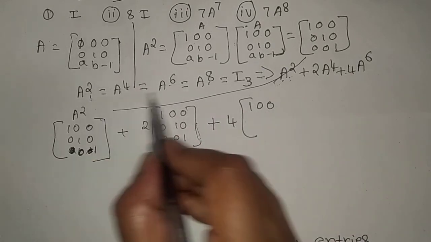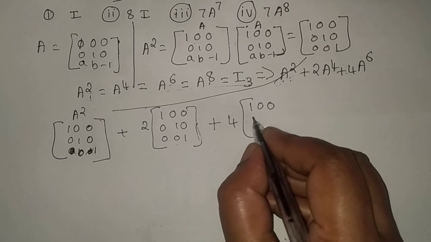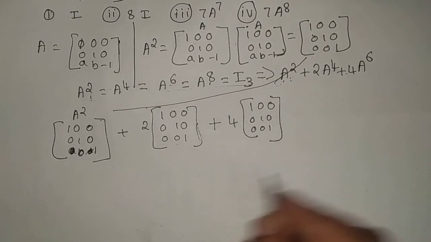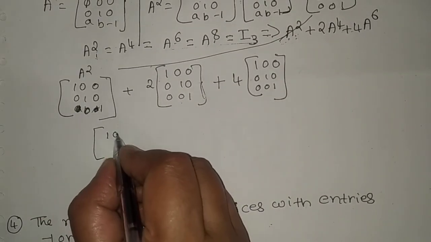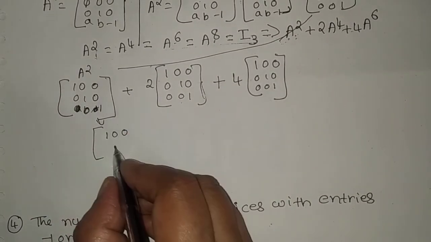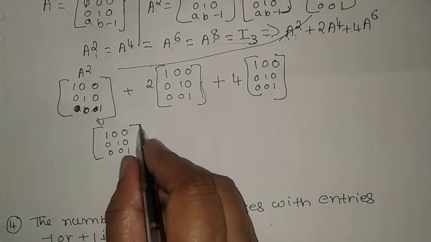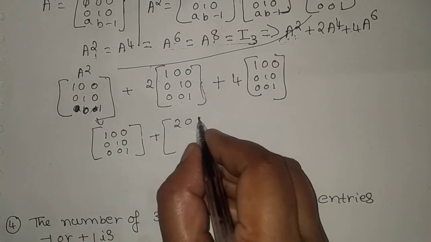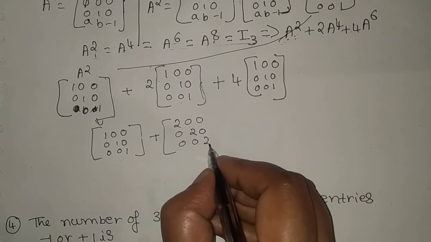A to the power of 6. All we have equated to I. Therefore, this is 1, 0, 0, 0, 1. Then multiply this. What we get means this remains as it is. This 0, 1 is a unit matrix, 0, 0, 1. Plus multiply this into 2. We will get 2, 0, 0, 0, 2, 0, 0, 0, 2.